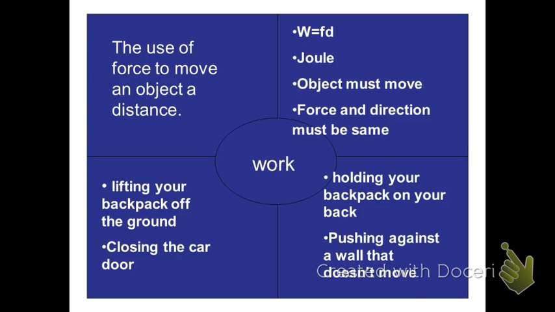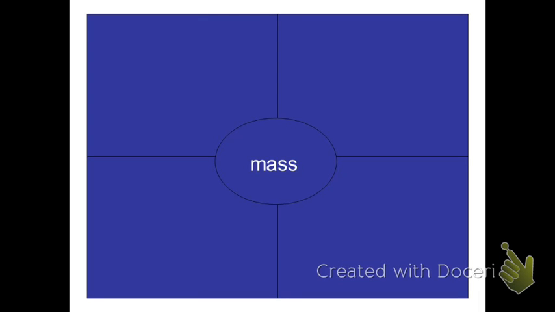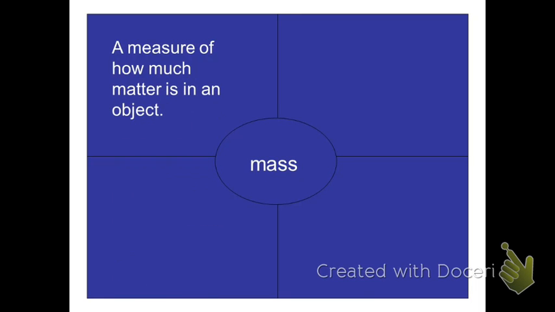Okay, moving on to our next word. The next word is mass. This is a review. Gavin Schaefer, what's the definition of mass? A measure of how much matter an object has. Good.